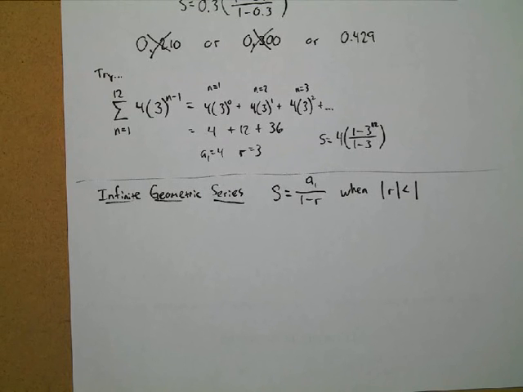Otherwise, if the absolute value of r is not less than 1, the sum approaches infinity or negative infinity. So you might be asked to add up an infinite number of things in a geometric series, but if the absolute value of r is not less than 1, the sum just keeps getting bigger and goes out of control. So you wouldn't be able to find the sum.